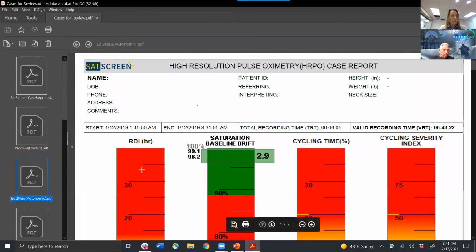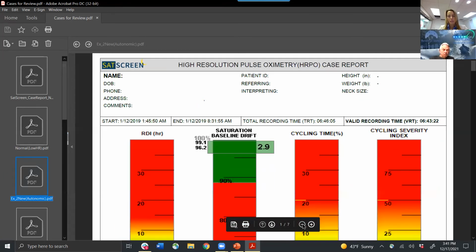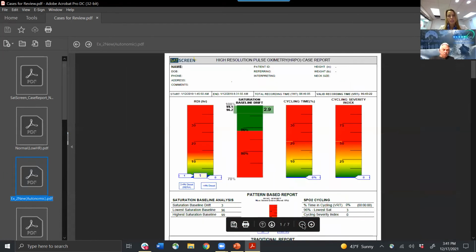So this might be a case where upper airway resistance syndrome may be suspected. And again, with any kind of upper airway resistance, you want to take a look at not only their sleep sat report, but also their whole clinical history, their physical workup as well.